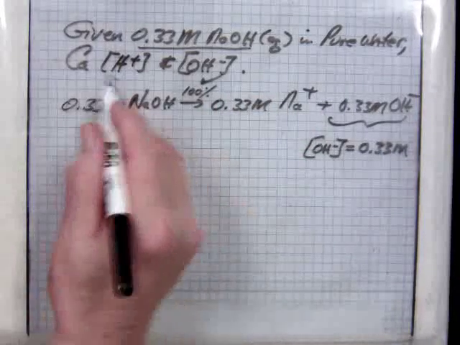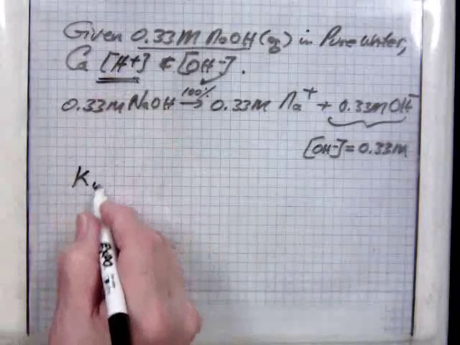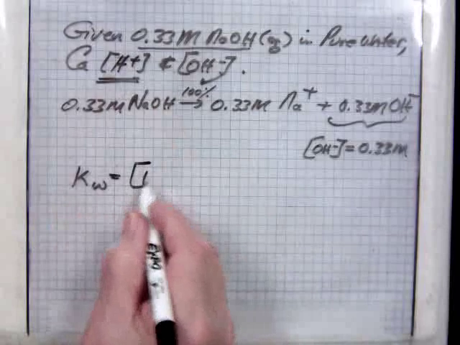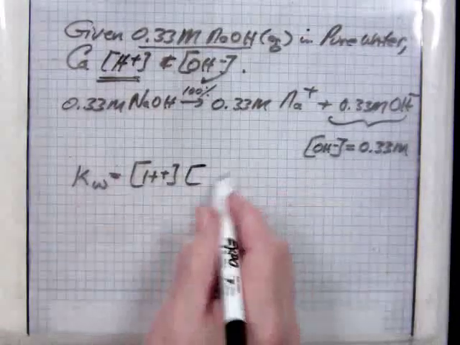Now we need the hydronium ion concentration. Well, you will use the Kw expression for water, substitute the OH and the Kw and solve for H.